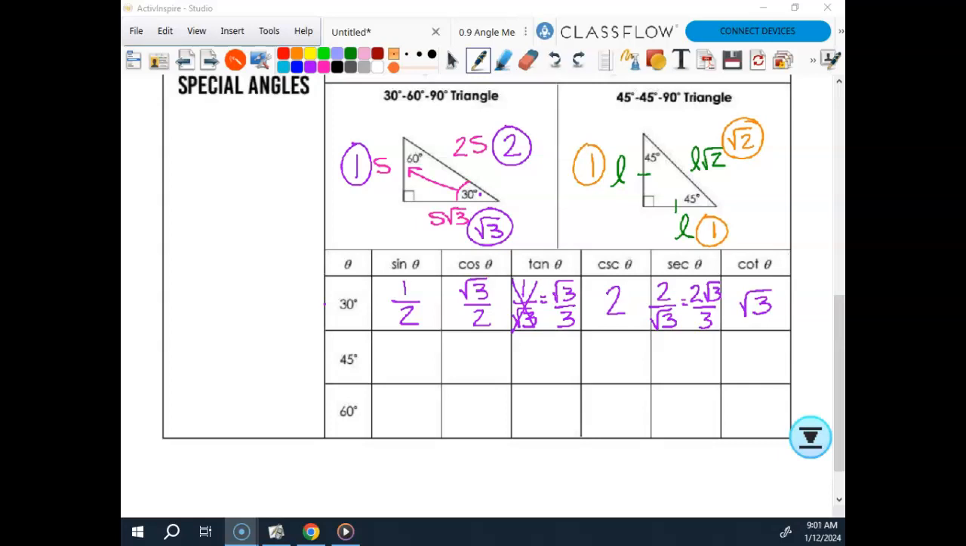So we were here yesterday. This is where we stopped. So we're going to recap a little bit. 30, 60, 90 triangles, 45, 45, 90 triangles from geometry, right? And they have a lot of importance with trig.